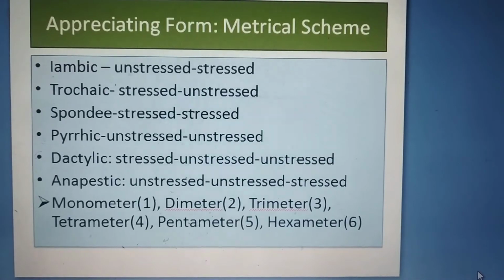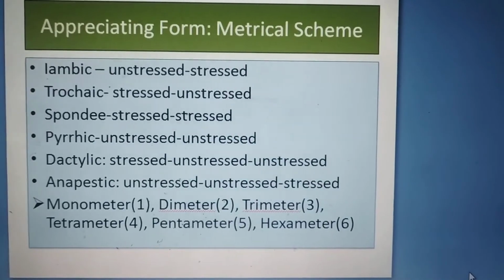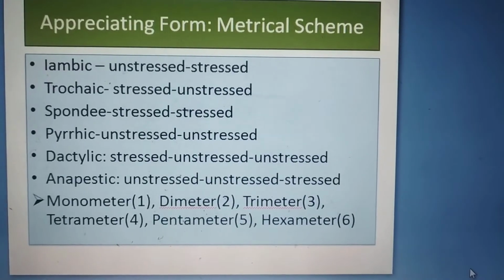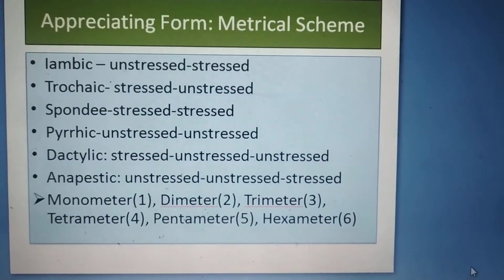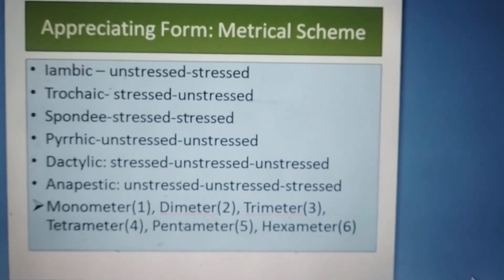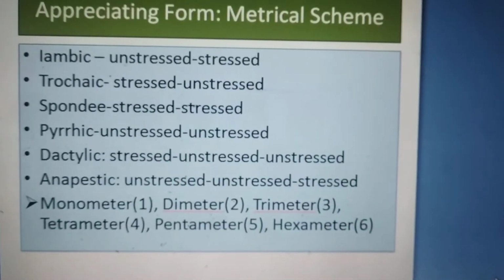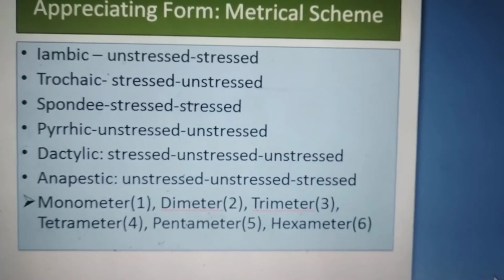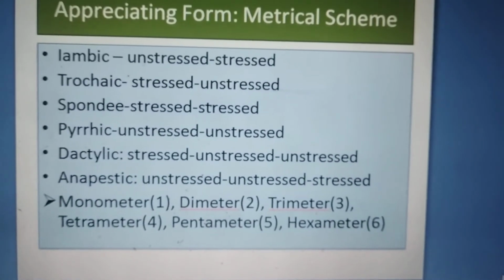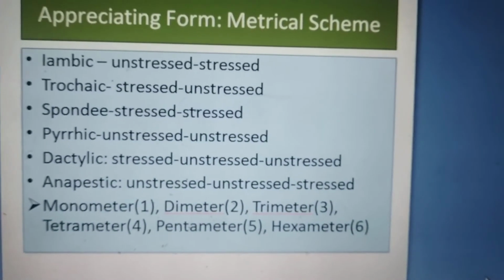And if a line contains 1 foot, then it is monometer, 2 feet dimeter, 3 feet trimeter, 4 feet tetrameter, 5 feet pentameter, and 6 feet hexameter. So we have generally a maximum of 6 feet in a line, but tetrameter and pentameter are more common. One of the most common forms is iambic pentameter. So we have to appreciate the metrical scheme of the poem also.